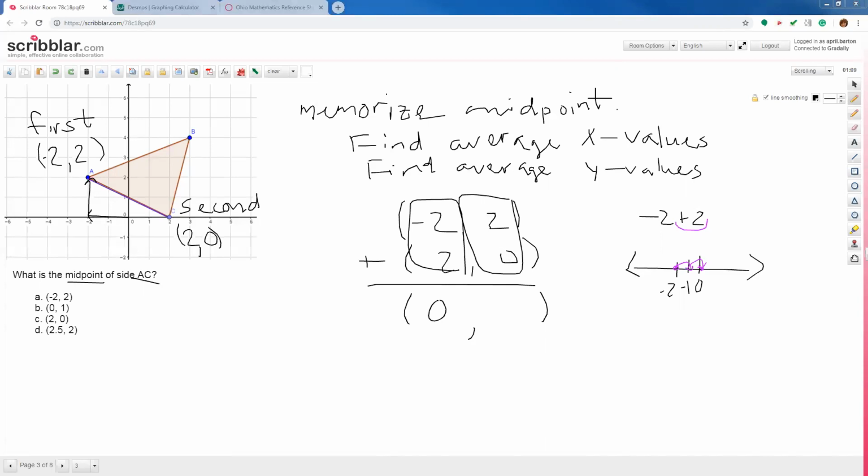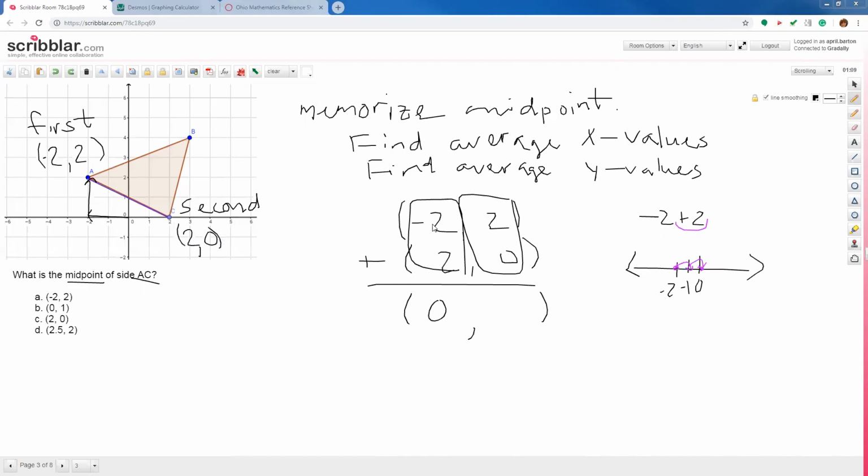So we're finding the midpoint on the coordinate plane, and it was specifically from point A to C. So we figured out the first point, point A, is at the coordinate -2, 2, and the second point, C, is at 2, 0. And to find the midpoint, the middle of them, we have to take the average.